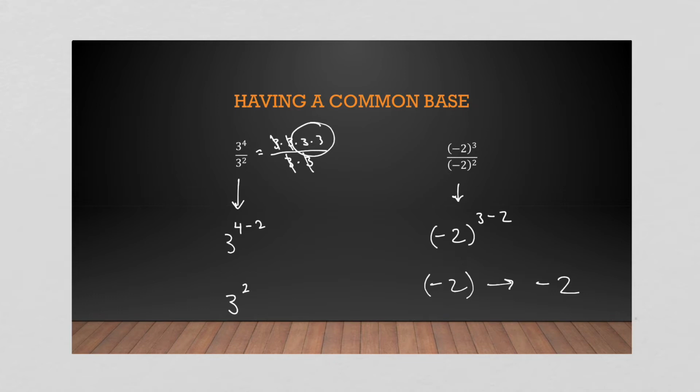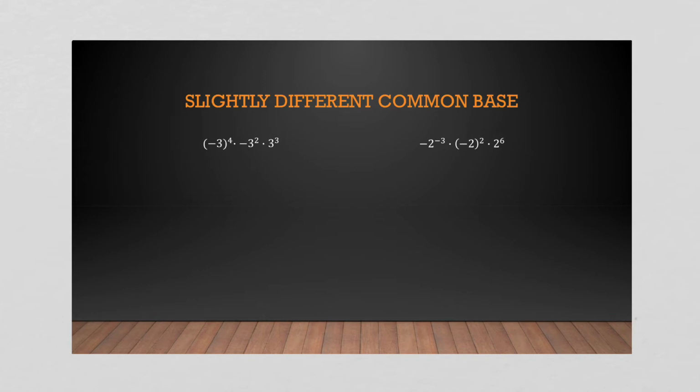Okay, so what happens if we don't have a common base? So here we are, multiplication. Remember, we don't have a common base. It's close, but it's not exactly the same because here we have a negative in brackets, here we have a negative no brackets, and here we have no negative. So we know our final answer is going to be a 3. We just don't know if it's going to be positive or negative. So we have to ask ourselves forever positive or forever negative.